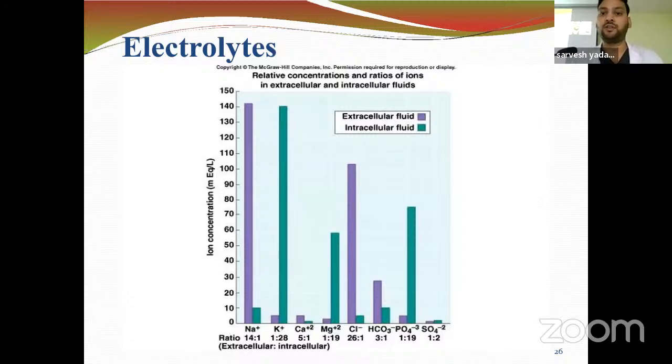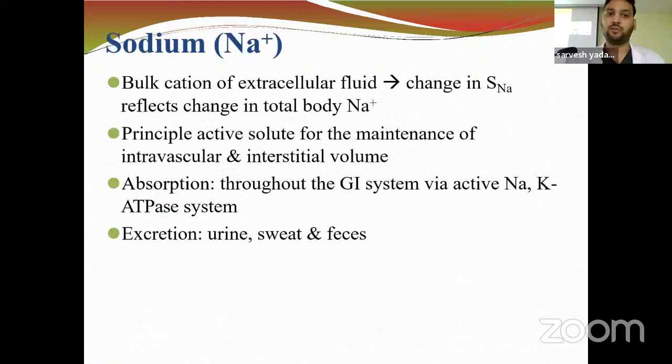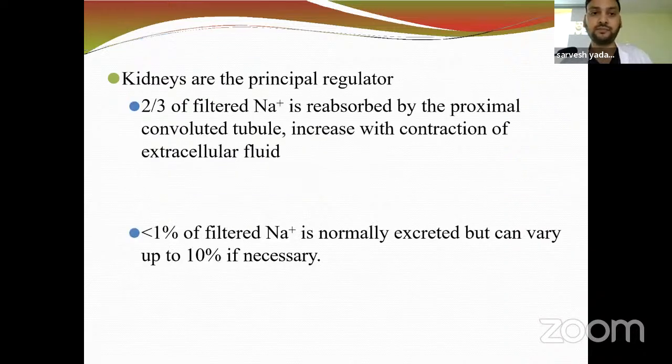Relative concentration ratio of ions in extracellular and intracellular fluids. Sodium is mainly an extracellular ion and potassium is mainly an intracellular ion. Sodium: bulk cation of extracellular fluid. Change in serum sodium reflects the change in total body sodium. Principal active solute for maintenance of intravascular and interstitial volume. Absorption mainly through the GI system via the active sodium-potassium ATPase system. Excretion via urine, sweat, and feces. Kidneys are the principal regulator of sodium.